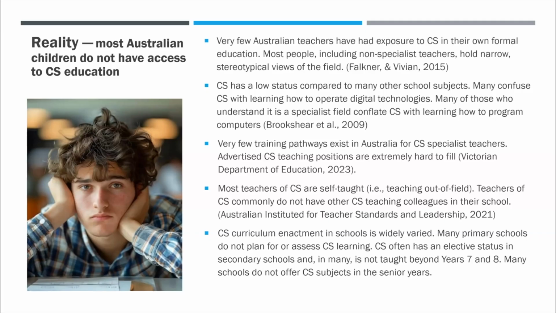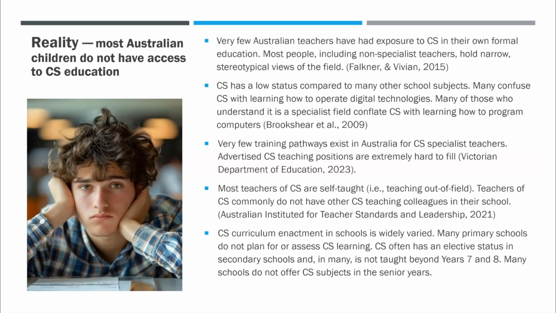Many of those who understand it is a specialist field conflate computer science with learning how to program computers, with the ideas of programming and coding being quite predominant in the area. Now, in Australia, there are very few training pathways for computer science specialist teachers, and quite often those positions that are advertised are extremely hard to fill. Now, most teachers of computer science are self-taught, therefore they're teaching out of field. Now, teachers of computer science commonly do not have any other colleagues with which to bounce ideas off. They're the computer science teacher at their school.